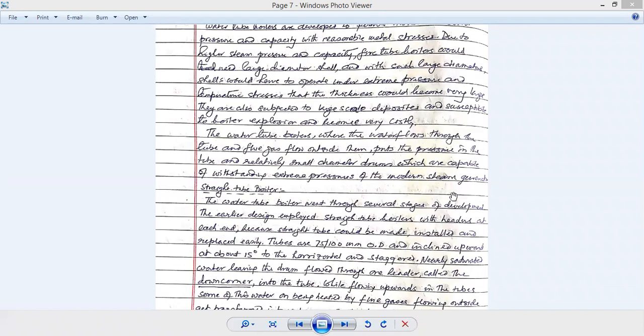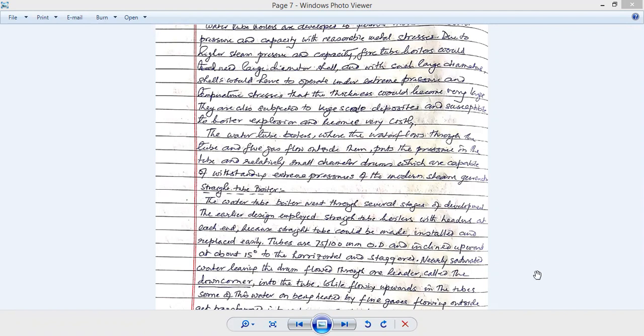In the water tube boilers, the water goes through the tube and flue gases flow outside them, and the pressure is in the tube, so relatively small diameter drums can be used here, which are capable of withstanding extremely high pressure. If the diameter of the drum becomes very large and it holds high pressure steam, its thickness has to be higher than for low pressure steam, because then we have to make a costly drum with higher sheet thickness.